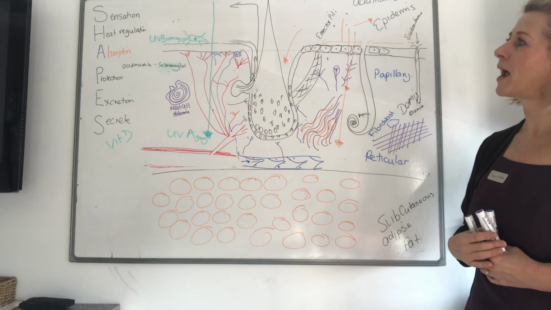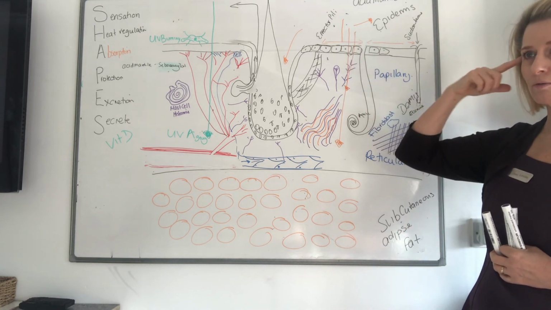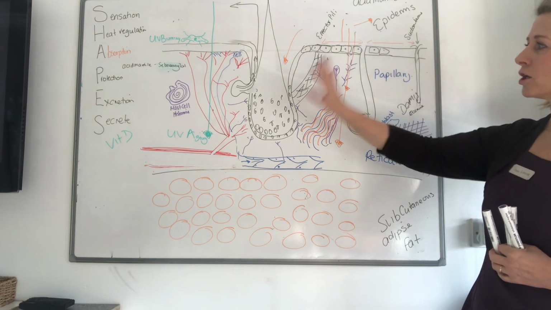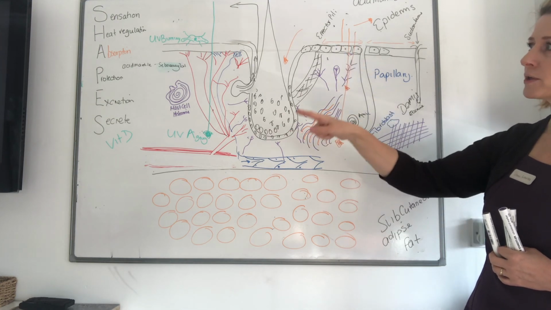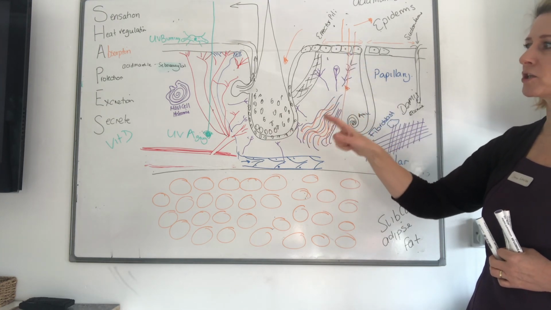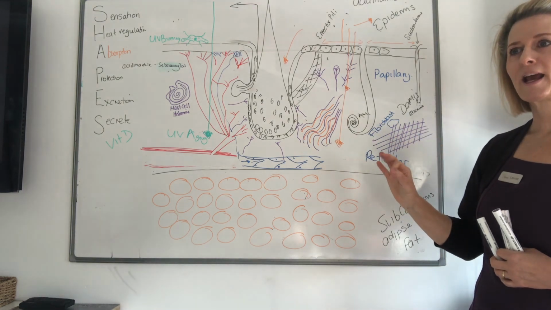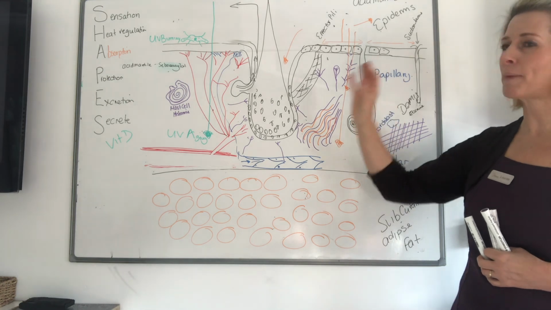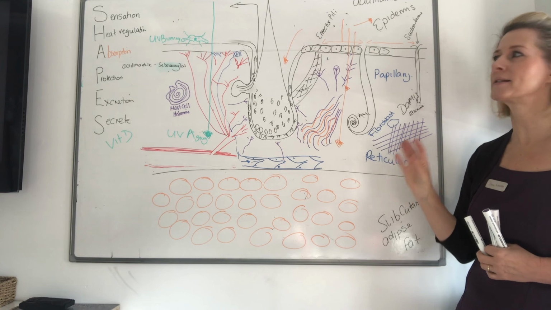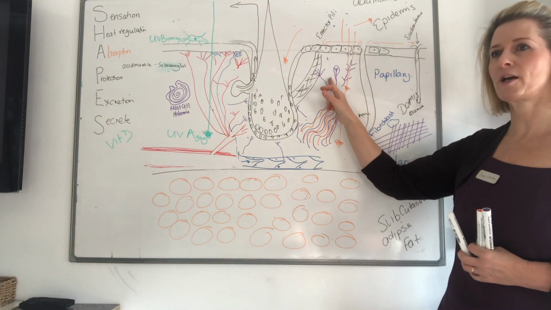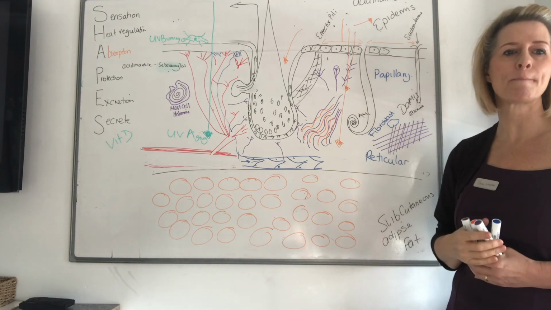So, on a blank piece of paper or on the other side, what I'd like you to do now, just to revise yourself, is using the picture as an image, turn the page over, write your sensation, heat regulation, absorption, protection, excretion and secretion, and then write as many words against each of those. So let's go back to sensation, and write as much as you can against sensation. We talked about the little nerve endings. I gave you a lot of information, some of which you don't know, but let's just see how much you can remember.